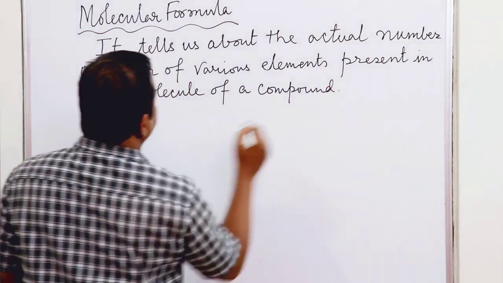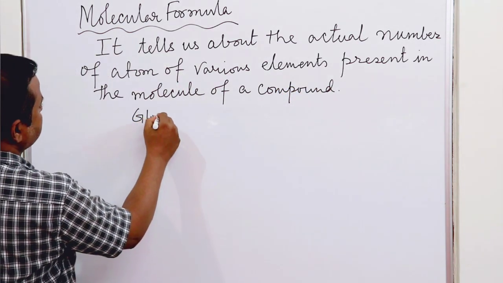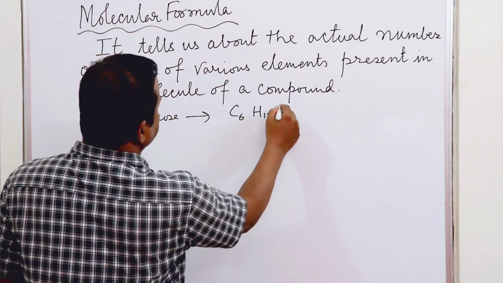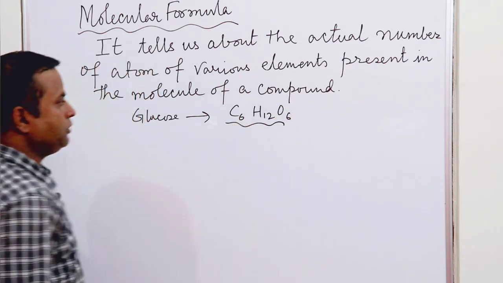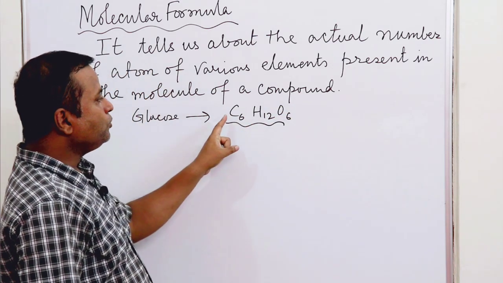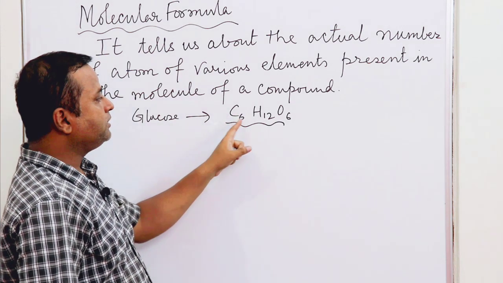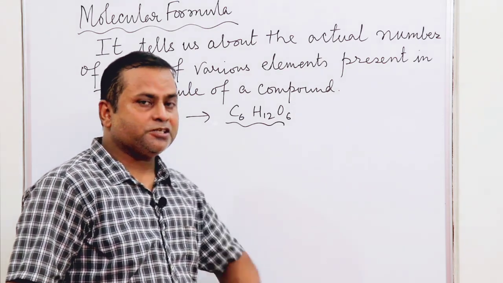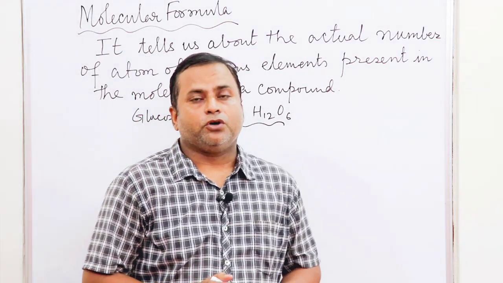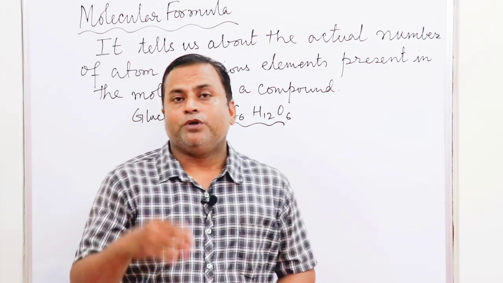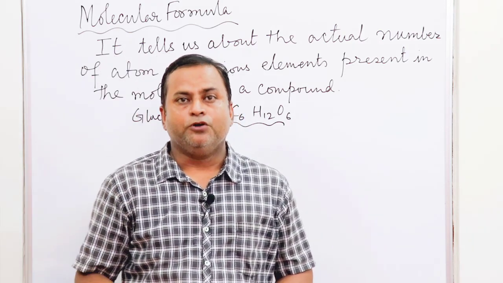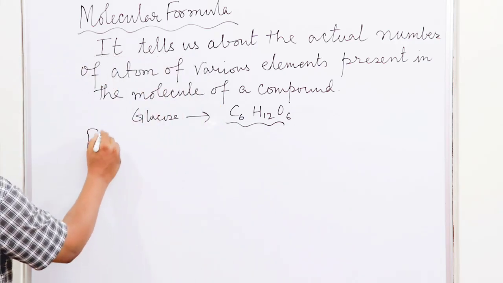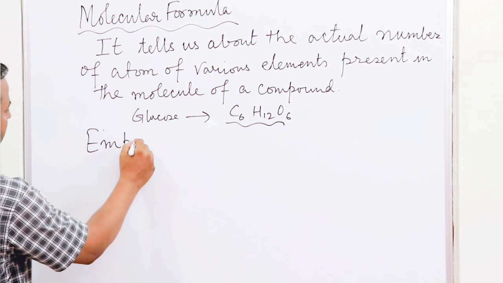Okay, now suppose glucose. Its molecular formula is C6H12O6. So this is the molecular formula. It is telling us that glucose has 6 atoms of carbon, 12 atoms of hydrogen and 6 atoms of oxygen. So this is molecular formula. Now in order to determine this molecular formula, we have to know about another type of formula which is known as empirical formula. So the next topic you must know is what is an empirical formula.